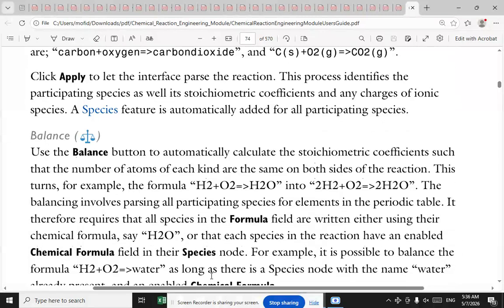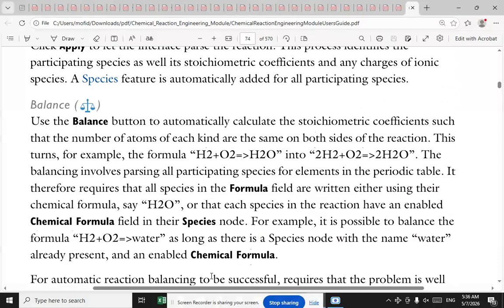Click Apply to let the interface parse the reaction. This process identifies the participating species as well as their stoichiometric coefficients and any charge of ionic species. The Species feature is automatically added for all participating species.